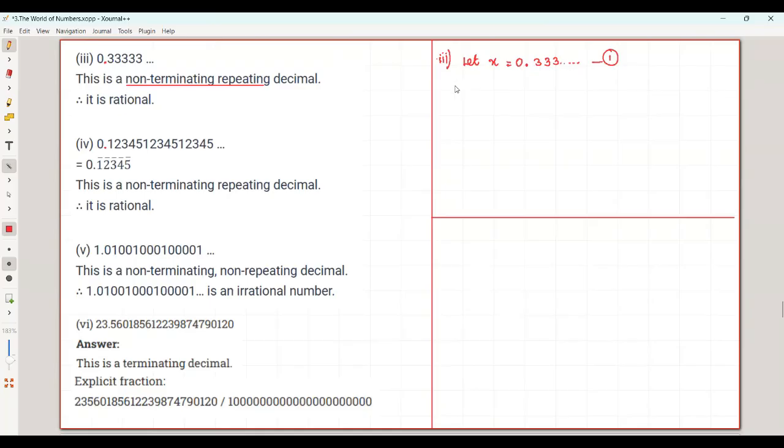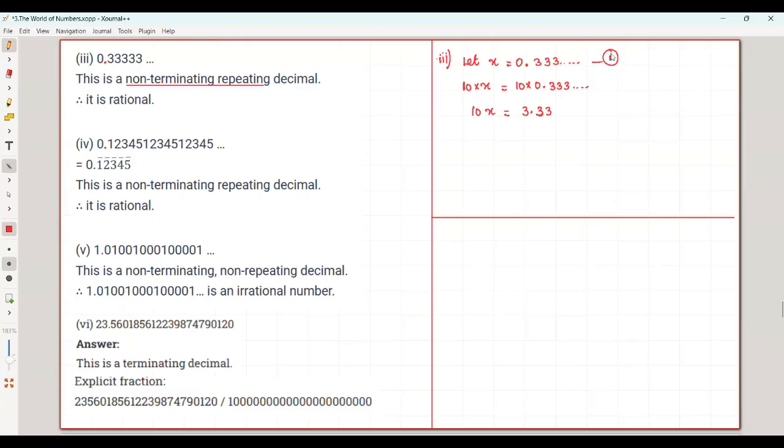As here only one digit is repeating, I have to multiply by 10 on both the sides. So 10 into x is equal to 10 into 0.333, etc. Now just multiply it. So I will be getting 10x is equal to, if you are multiplying, the decimal will move towards the right side one place, you will be getting 3.33. Here you have to note one thing, right? After the decimal point, we should have an equal number of decimal digits.